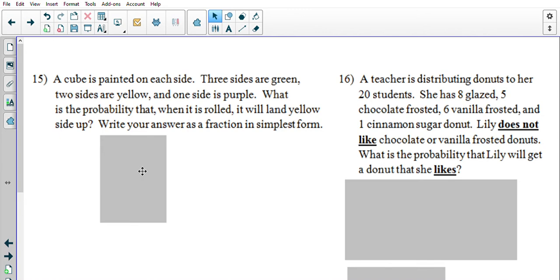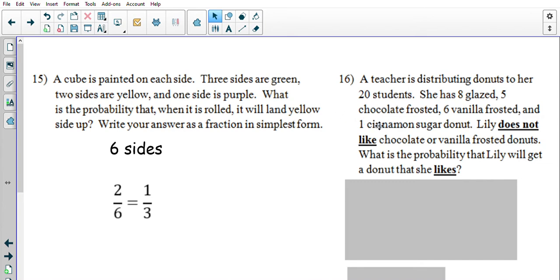Well, 2 of the sides are yellow. There are 6 total sides. 2/6 reduces to 1/3. If you want to write that as a percent, it'll be about 33.3 repeating percent. Well, exactly that. Number 16, and by the way, on your practice sheet, you have a problem just like 15 and just like 16.